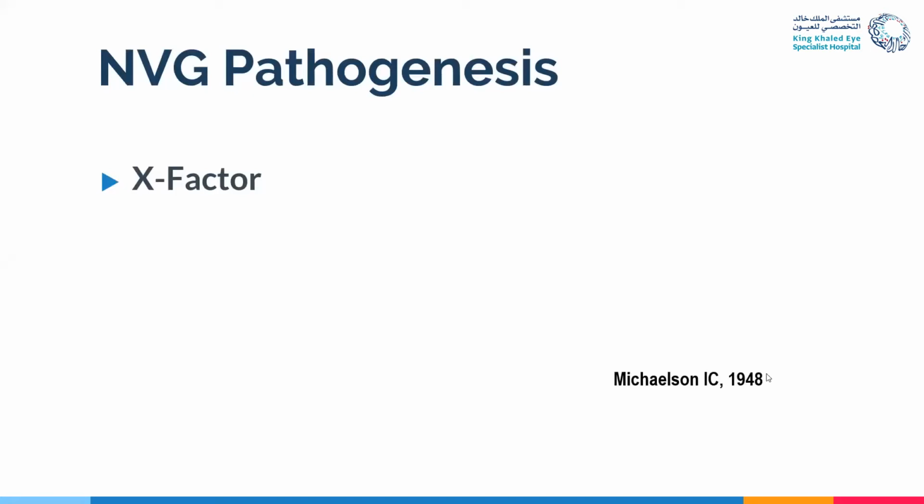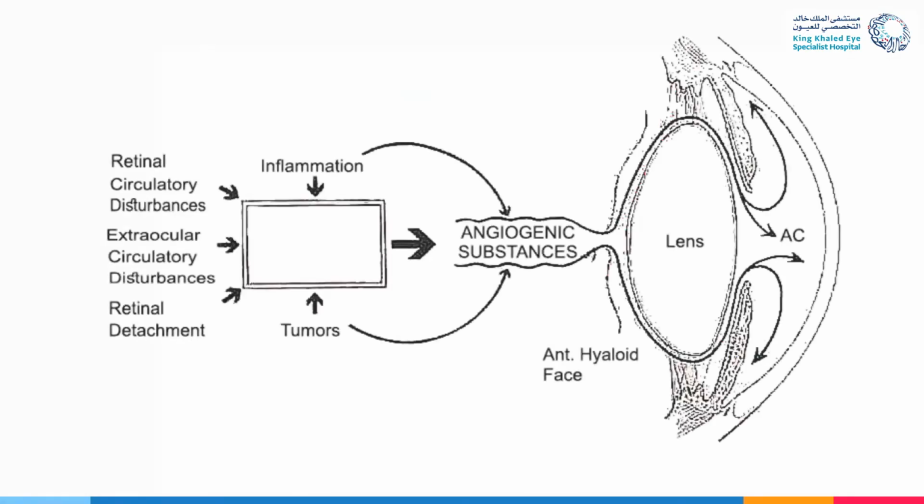Michelson, in about 1948, postulated a factor or vasoformative substances, angiogenic substances that are released or expressed from the ischemic retina. He didn't know what these substances were. He called them X factor at that time. These conditions lead to expression of these vasoformative substances, which lead to formation of new vessels, and he called it X factor.